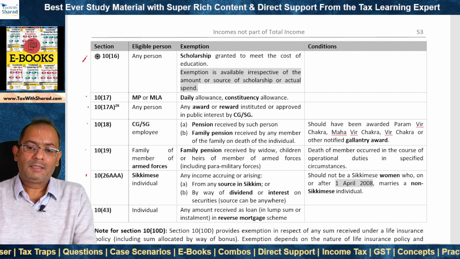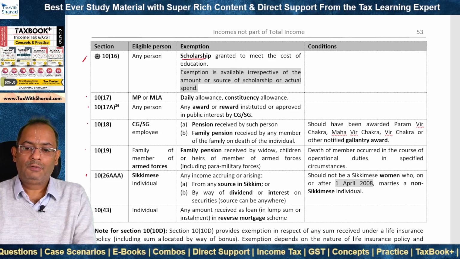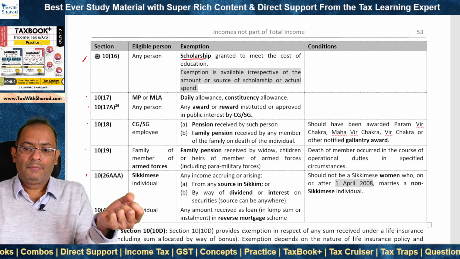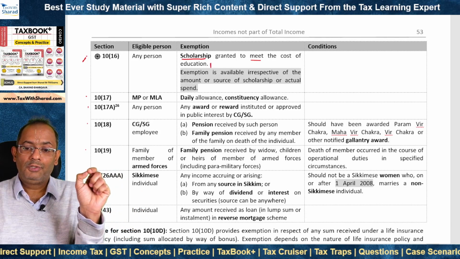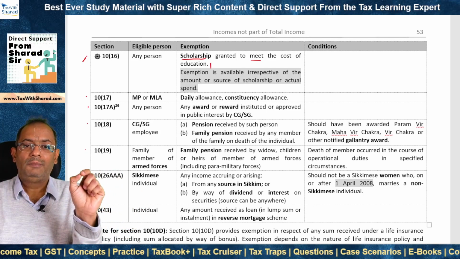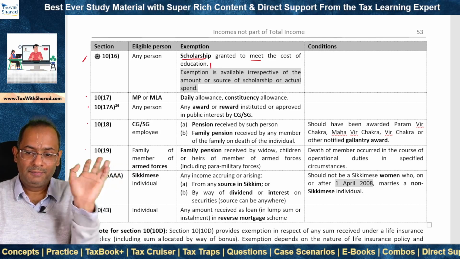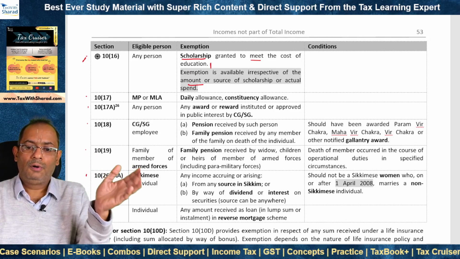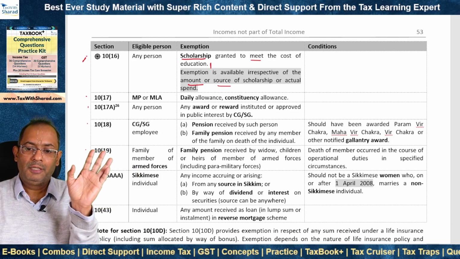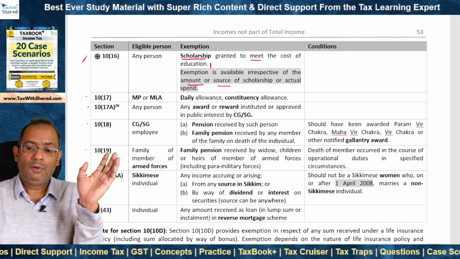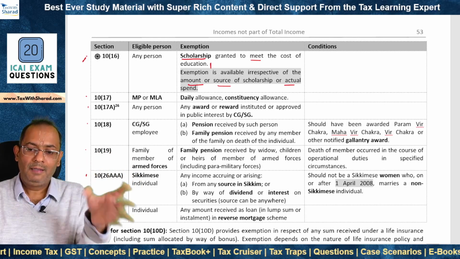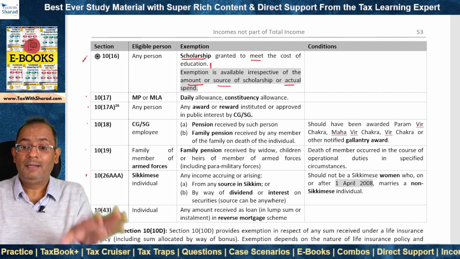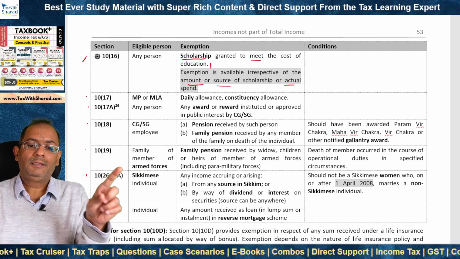Similarly, there is section 10(16) and it provides exemption in respect of scholarship. So if any person receives any scholarship which is granted to meet the cost of education, then it is exempt. The exemption is available irrespective of the amount, whether it's small or big, or the source of the scholarship, from whom it is being received, or the actual spend, whether the amount is spent or not. It doesn't matter, so long as the scholarship is granted to meet the cost of education, it is exempt under section 10(16).